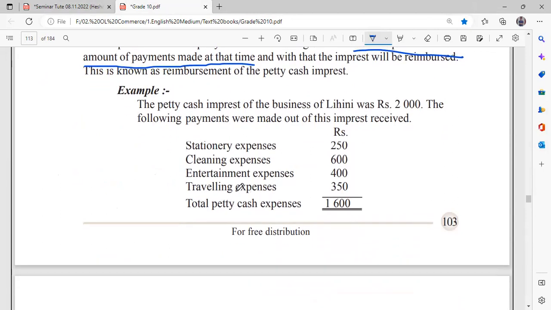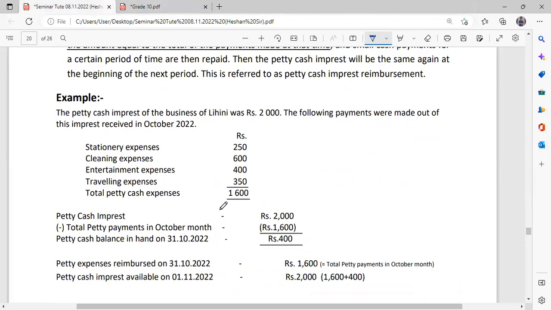Now this is the example. The petty cash imprest of Lihini was rupees 2,000. The following payments were made out of the petty cash. The imprest received on October 2022, right? Okay. Now we can identify the total payments, right? These are the payments, so 1,600. Now the petty cash balance on October 31st is 2,000 minus 1,600, which means 400.